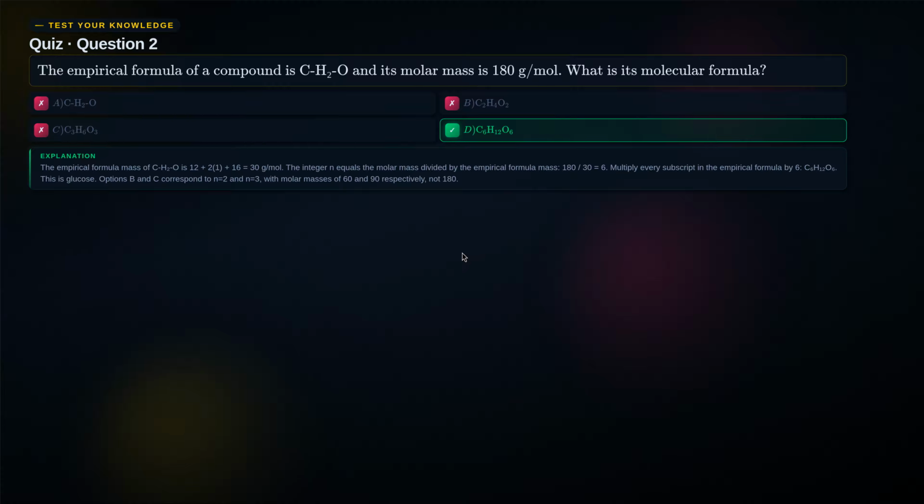Question 3. A combustion analysis of an unknown compound produces 3.3 grams of carbon dioxide and 1.35 grams of water. The original sample mass was 2 grams. What is the empirical formula of the compound? Option A, CH2. Option B, CH3. Option C, CH4. Option D, C2H6. Hint: first, find the mass of carbon in the carbon dioxide, then the mass of hydrogen in the water. The remaining mass is also part of the compound, so the empirical formula will reflect that element too. The answer will appear shortly.